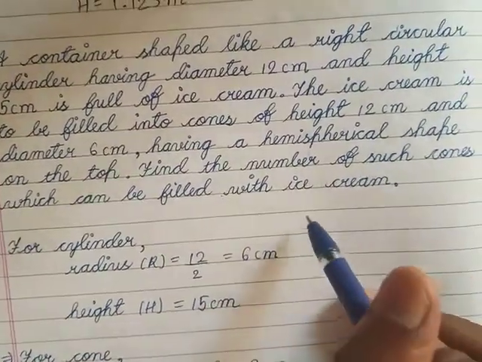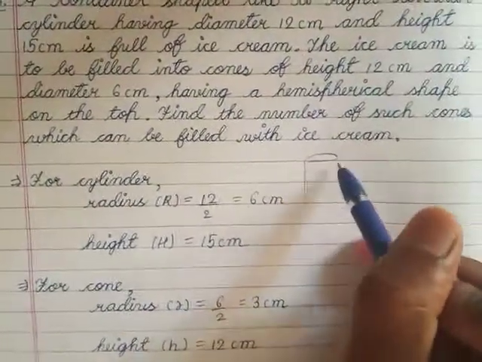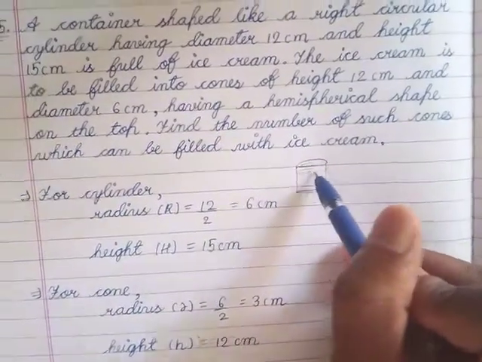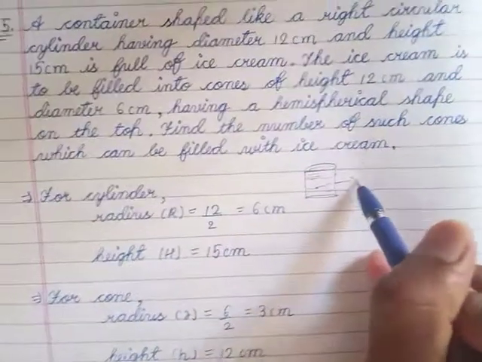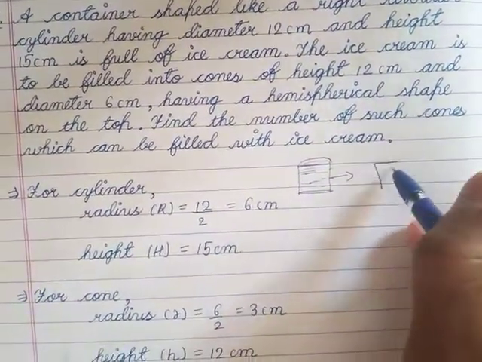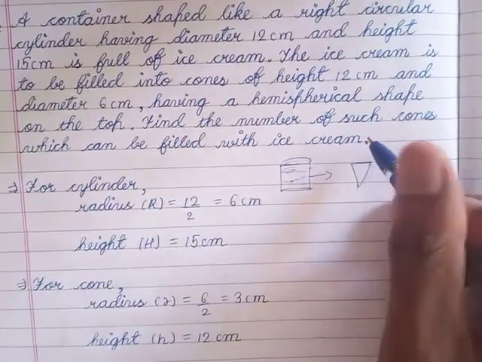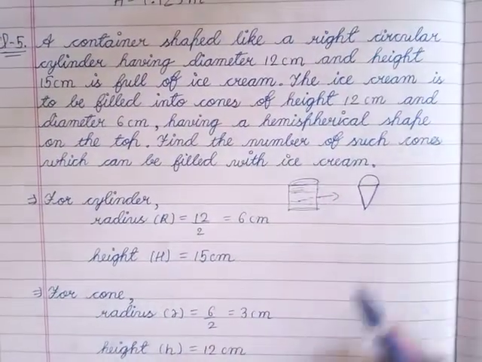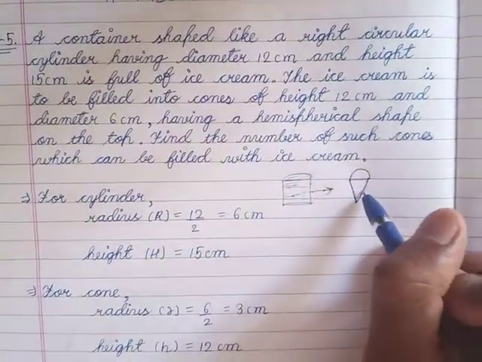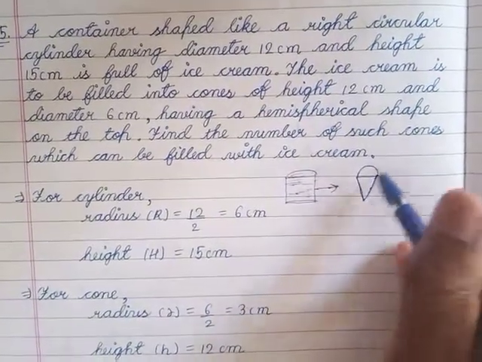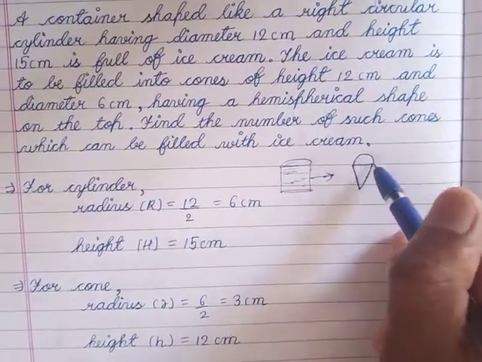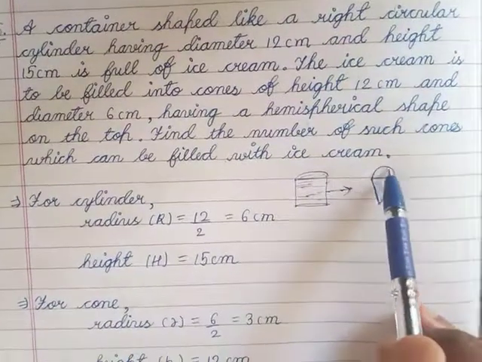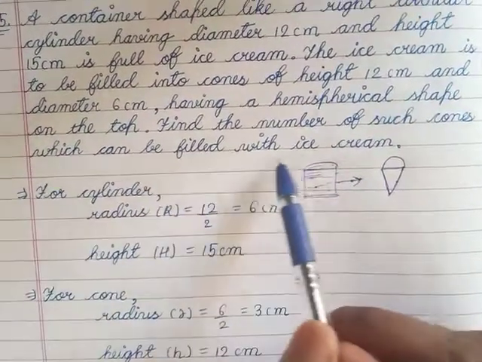Suppose this is a cylinder, which is filled with ice cream. This ice cream is to be filled in a cone having a hemispherical top like this, understand? So how many such cones can be filled? You will find the number of such cones with a hemispherical top that can be filled with ice cream.